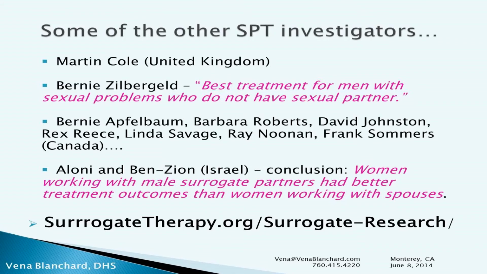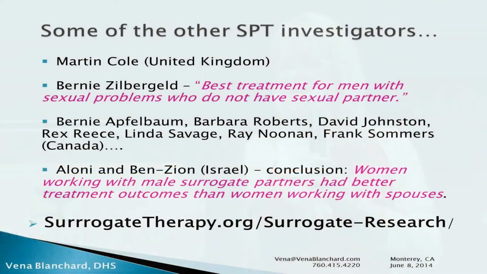Some of the other authors: Bernie Applebaum, Barbara Roberts, David Johnston, Rex Reese, Linda Savage, who many of you know, Ray Noonan. Ray Noonan in 1982 did a master's thesis, asking surrogates what percentage of their work involves a whole variety of activities. His conclusion, according to surrogate self-report, was that 2% of the work was explicitly sexual. Frank Summers in Canada published a bunch. Everybody published 3, 4, 5 papers.